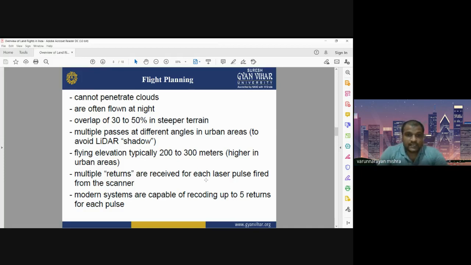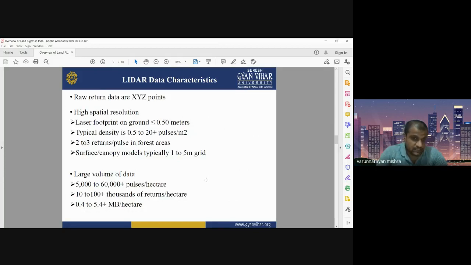So, lidar data characteristics. Whatever data is captured by the lidar is raw data in the form of XYZ values. X, Y, Z means latitude, longitude, and elevation.